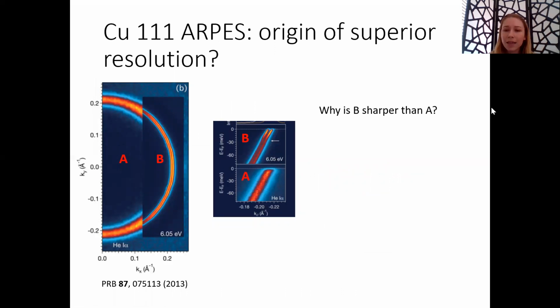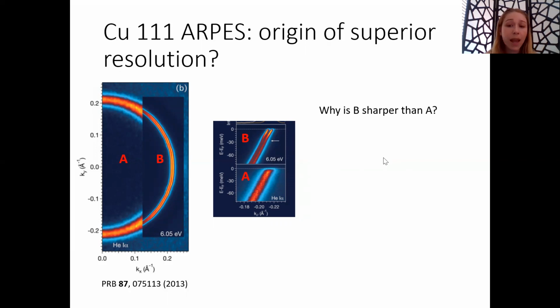Something else that I want to mention is the first set of data that I showed, this copper 111. I mentioned that this Fermi surface map has sort of two data sets spliced on top of each other, and these data sets are actually taken with two different light sources. The one that looks broader and fuzzier is taken with a helium lamp, helium 1 alpha, and the one that is sharper is taken with a laser, with 6.05 eV.